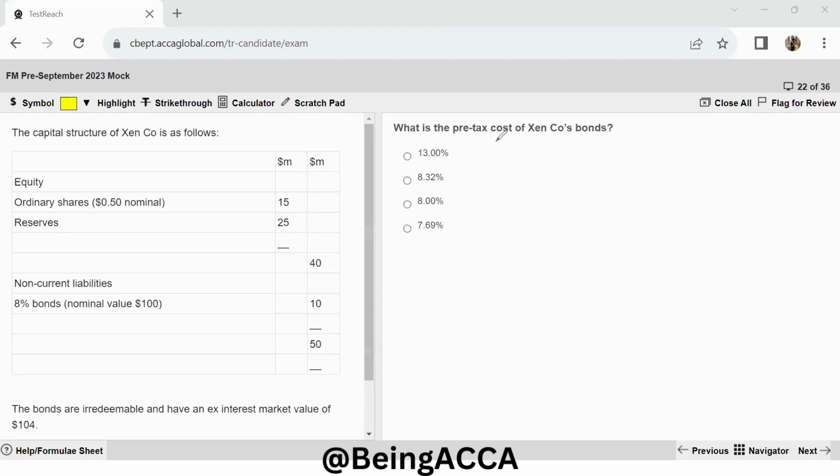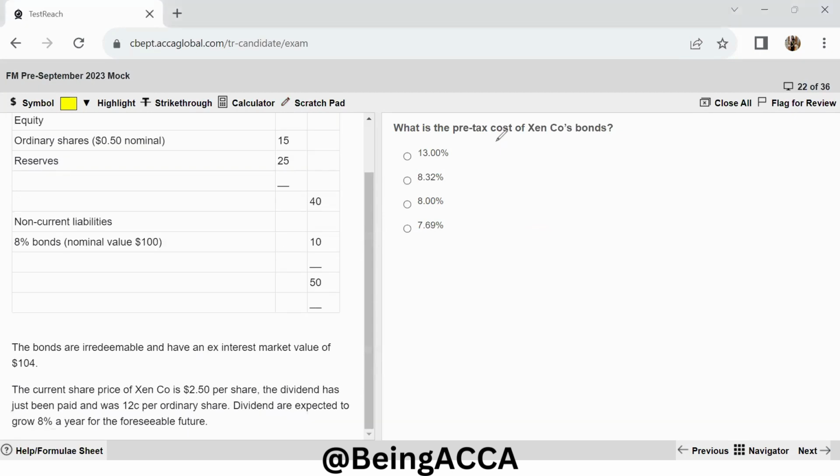Next question, we want to find out the pre-tax cost of Zen Company's bonds. So we have been given the market value of bonds over here as 104. And according to the formula, these are irredeemable bonds. So what do we do to find out the cost of irredeemable debt? We just divide the interest by the market price. So the interest is 8. These are 8% bonds, and they have a nominal value of $100.